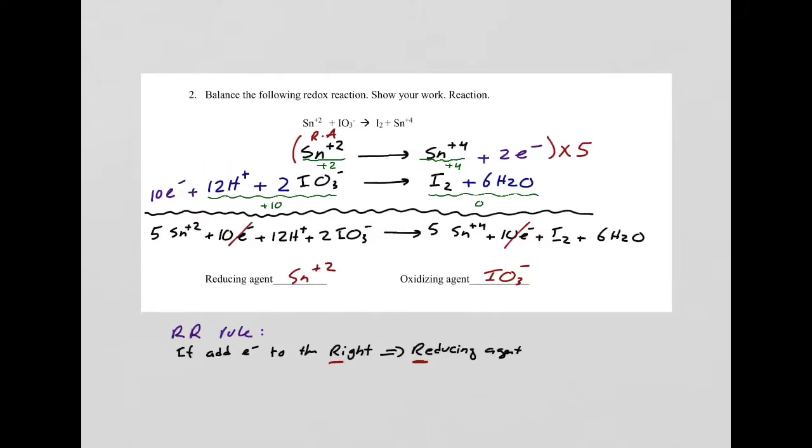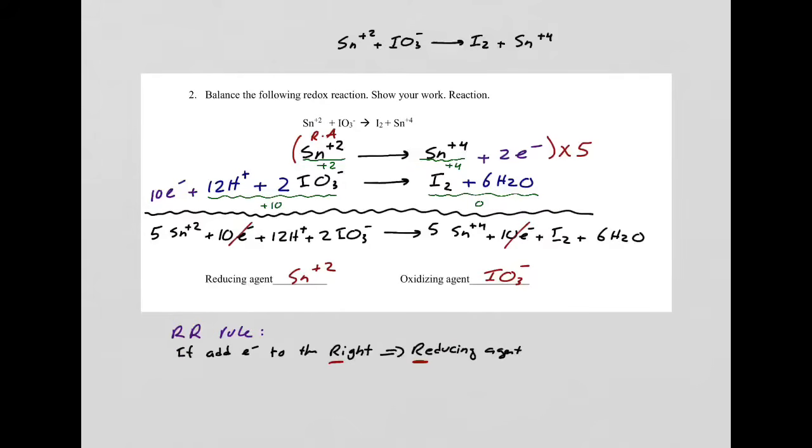Now, I want to also show you, not the shortcut, the longer way. When you look at this equation, I'm actually going to write it over here. Let's say we have Sn+2 plus iodate minus going to I2 plus Sn+4. Now, if you want to figure out what's the oxidizing agent or reducing agent, again, the shortcut is a good way to confirm what you wanted to figure out without balancing the equation.